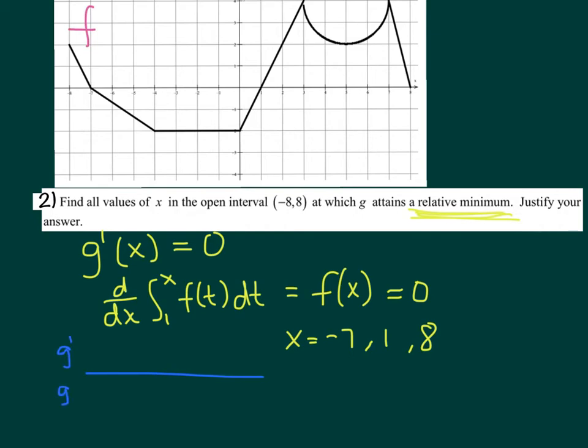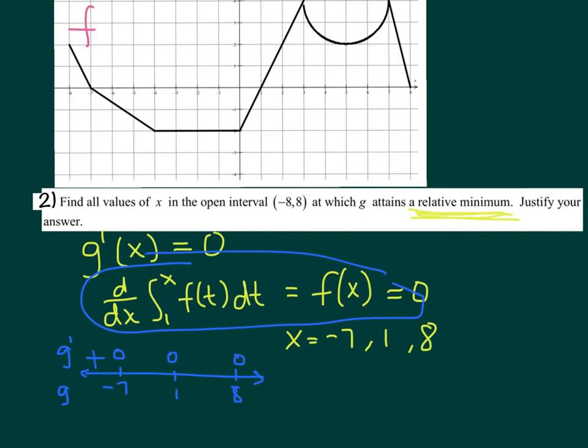All right, so g prime, remember, is the same as f. And so we're going to go ahead and mark on here -7, +1, and +8 as my zeros. Now, to the left of -7 is g prime, which we just said is f. That's what this told us right here. Is that positive or negative? Well, the graph of f is above the x-axis, so I would say it's positive.